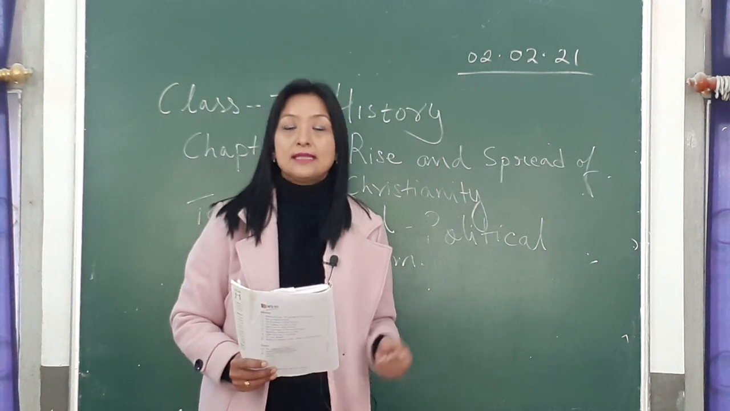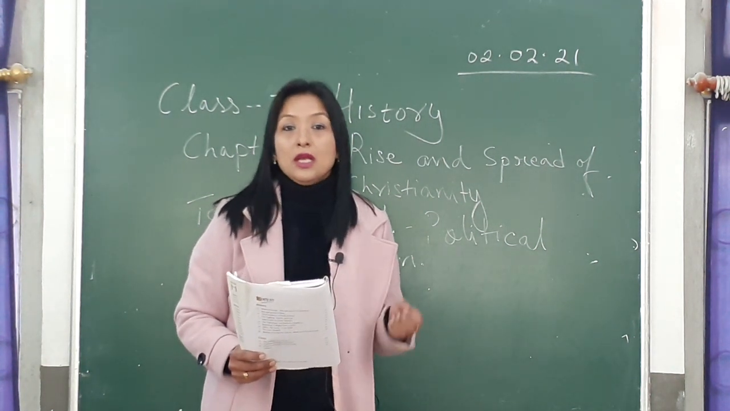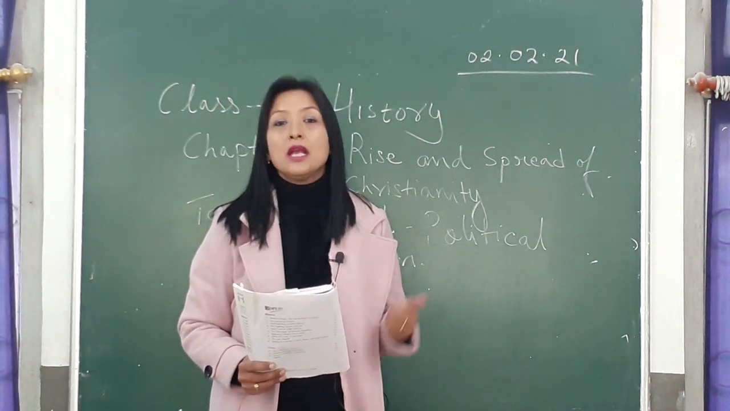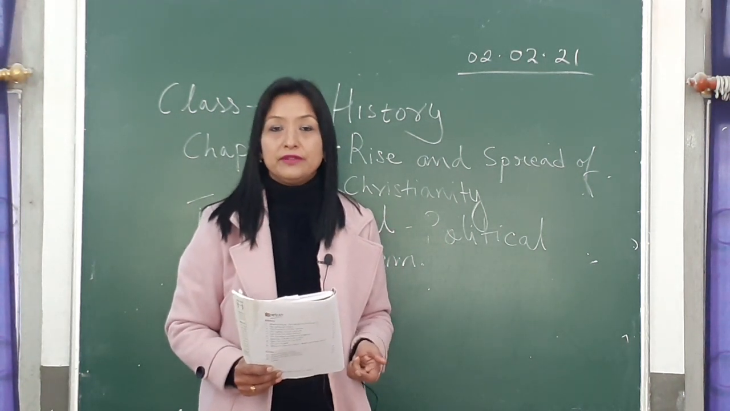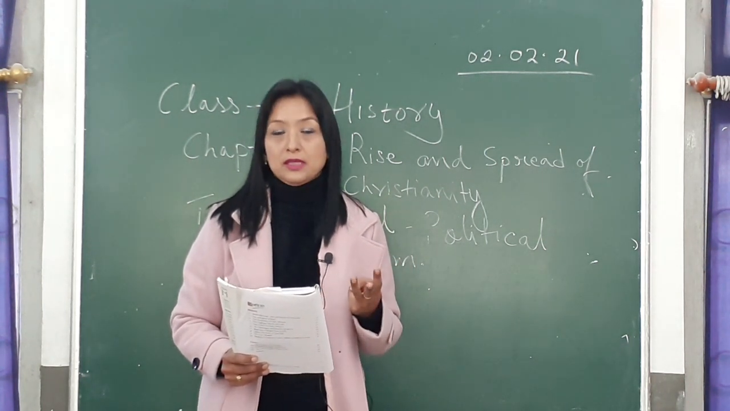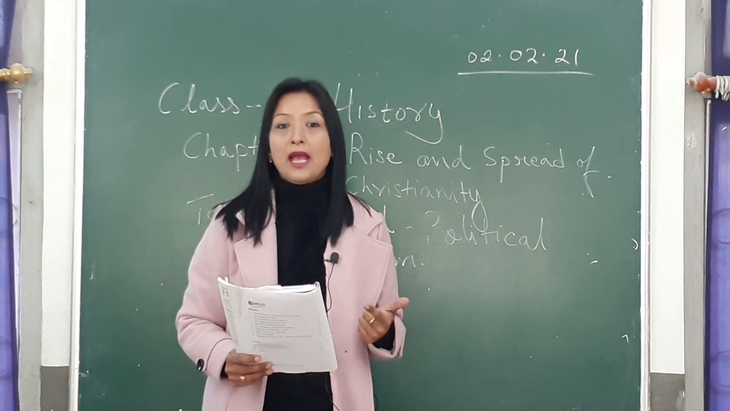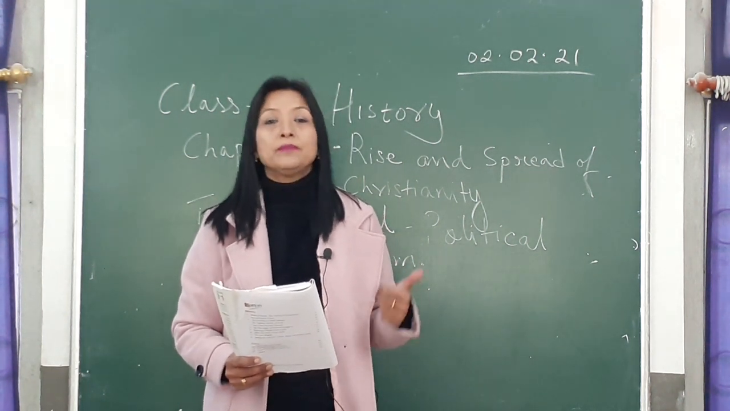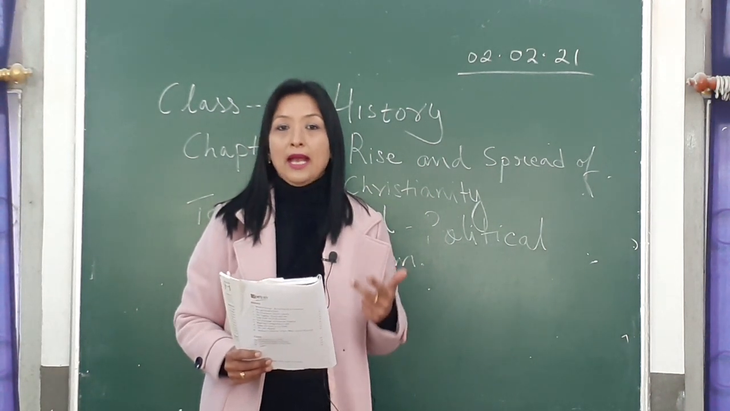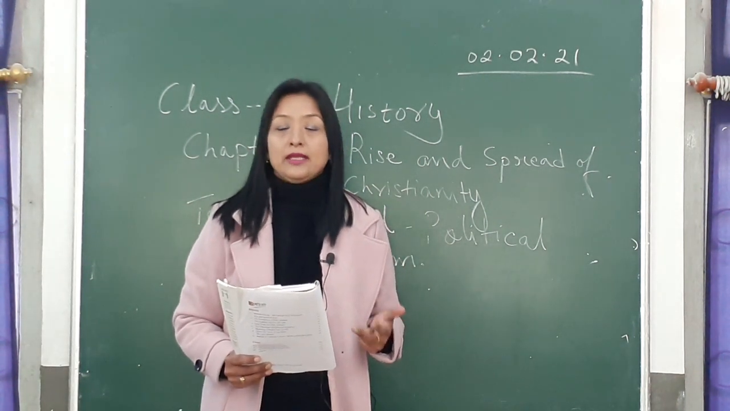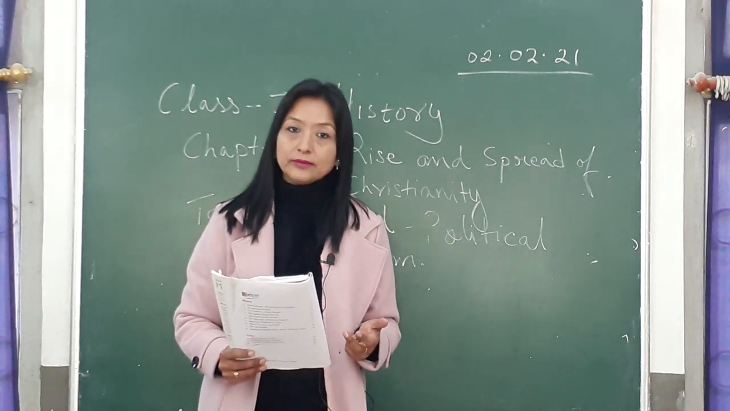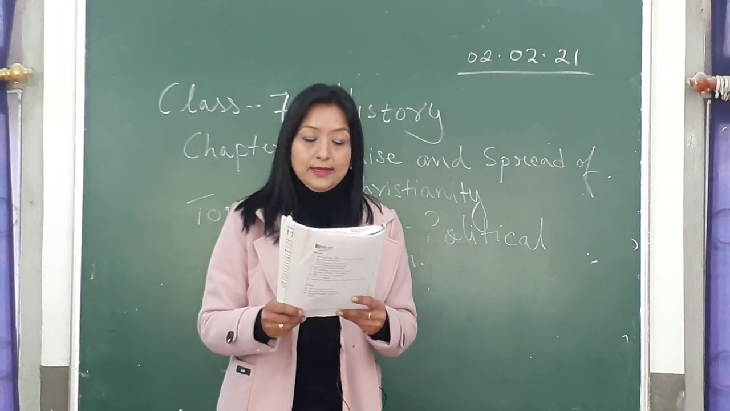Now, in class 7, we will do medieval history. Ancient, you did in class 6. In class 7, you are going to do medieval history. History has been divided into 3 parts: ancient, medieval and modern history. Class 6 you did ancient, class 7 you will do medieval history, and later, as you go to higher classes, you will do modern history.